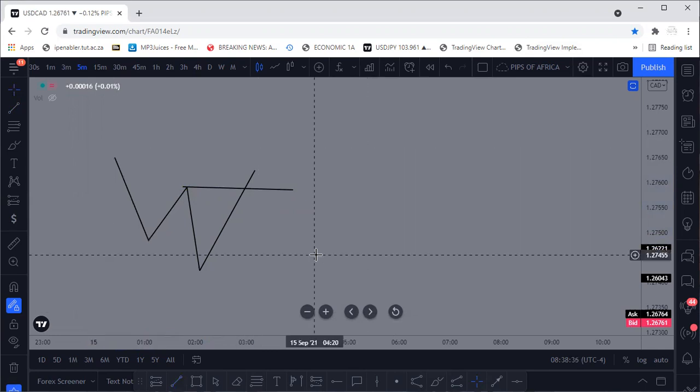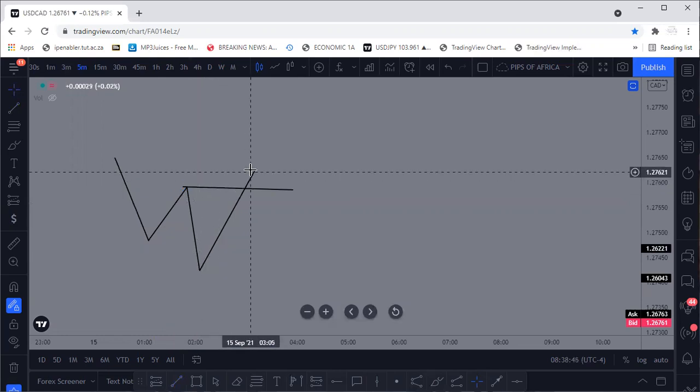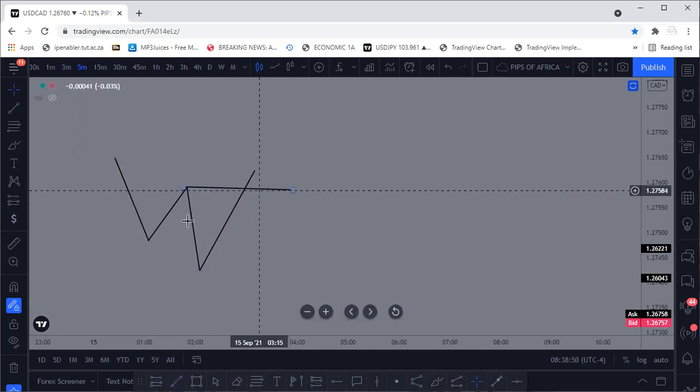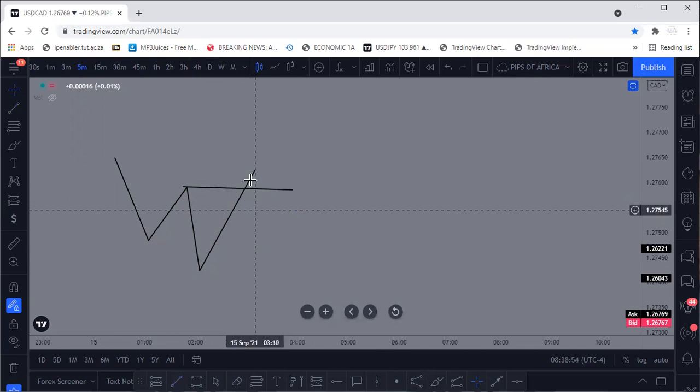Because even the market makers are now using the market structure to manipulate you guys. They know that if they push the price to the upside, above this high here, all the traders in the world will conclude that the price is now changing from being bearish to bullish. I hope you can hear that. The market makers use the market structure to manipulate us.